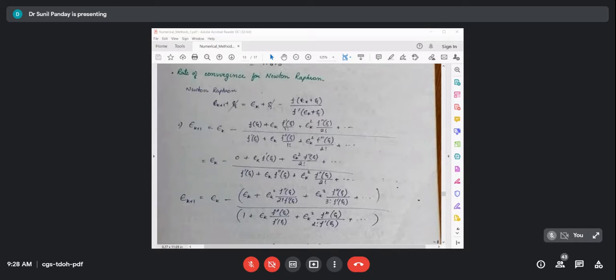For this, first we have to remember the formula for the Newton-Raphson method. And we know that the formula for the Newton-Raphson method is xk plus 1 equals xk minus f of xk divided by f dash of xk.